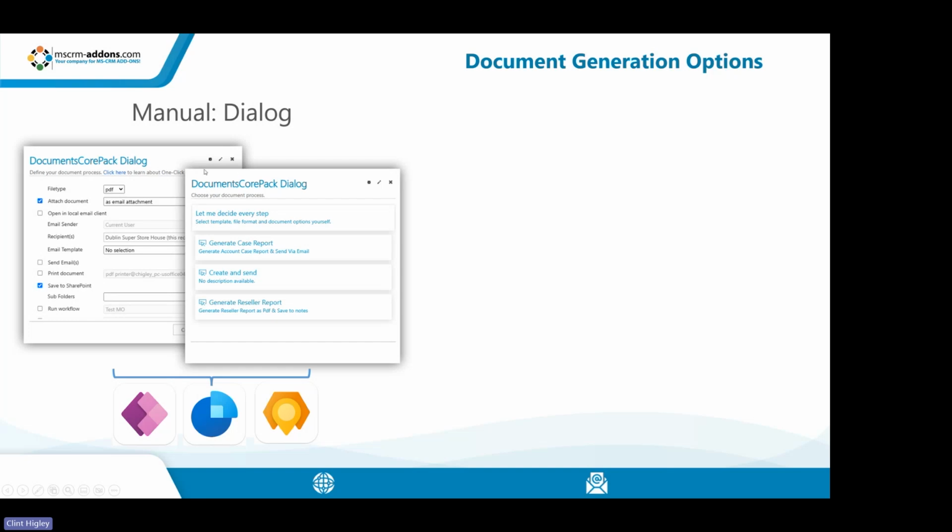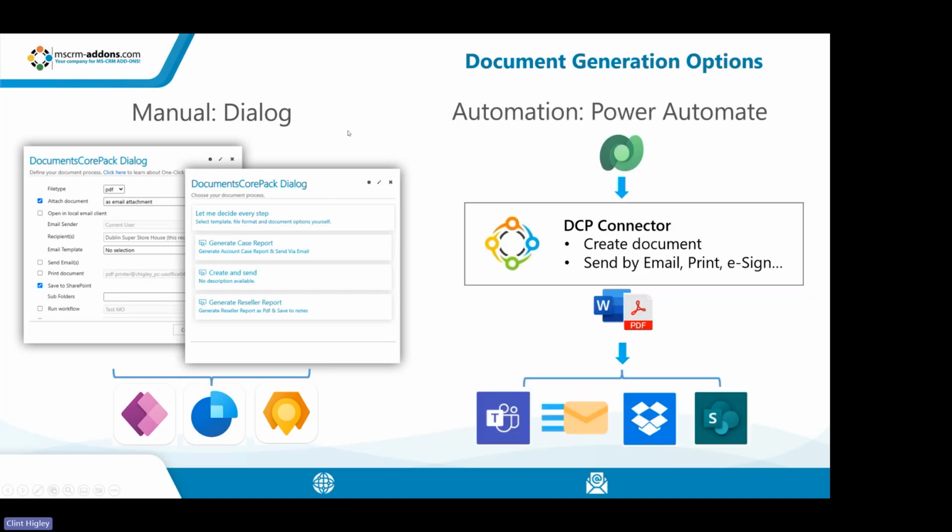Also, you do have the ability to use the one-click actions, right? That's available in all the apps. So automation as well, with Power Automate, you have the ability, anytime you create, update, or delete data on Dataverse, to use that to trigger a flow, right? Because you can trigger a flow, you have access to the DocumentsCorePack connector where you can create documents.